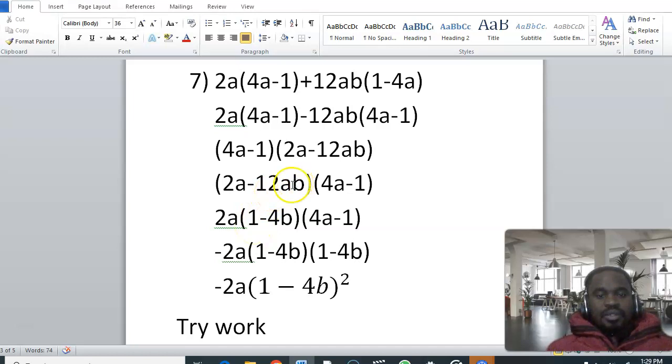12ab divided by 2a, so that is 12 divided by 2. What is it going to give us? 6. Alright, so the a is going to cancel this a, we'll have b. We still have this one.